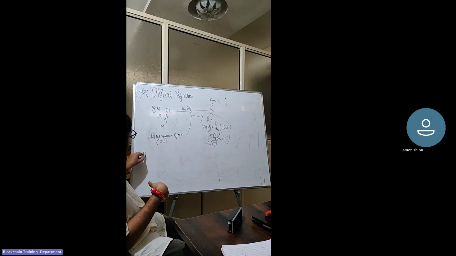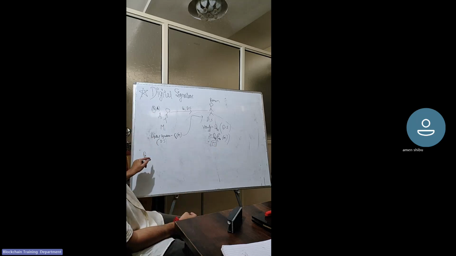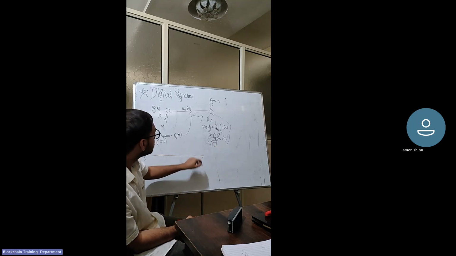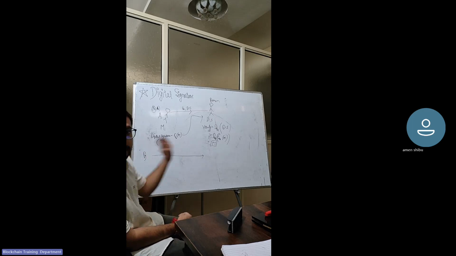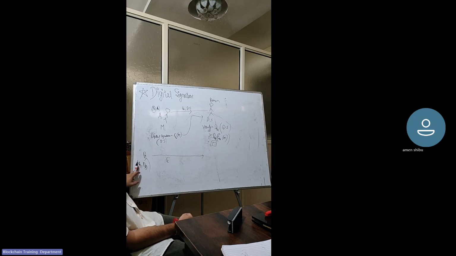Now suppose there is a person B. Suppose this message is, "Hi, I am A." Now this person also sends the same message to him by applying his digital signature E of, suppose he has P of B and D of B, the public key of B and the private key of B. So he'll just do a digital signature.